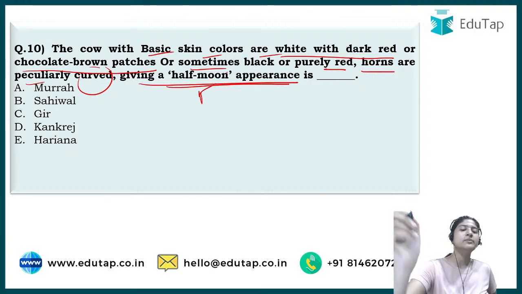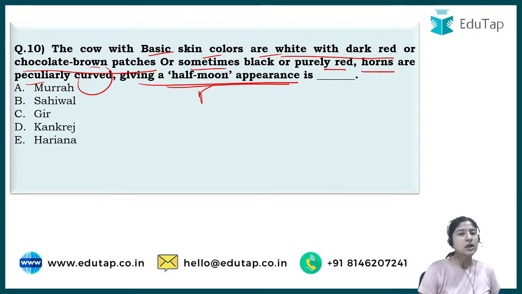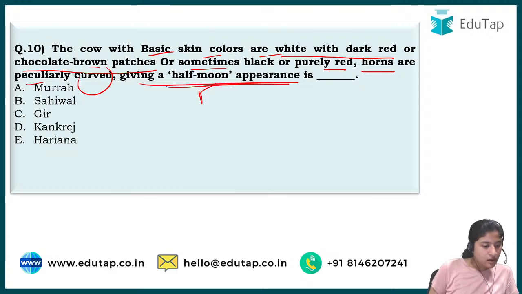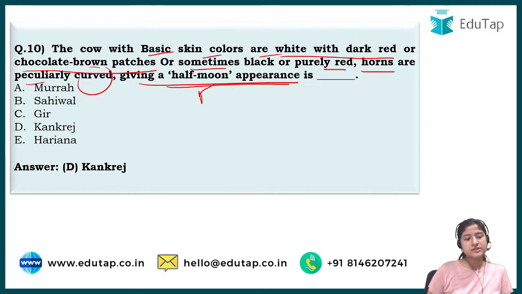Here you should just remember half moon appearance, and then you should remember the breed. The correct answer here: Arun says Gir, Nilesh says C, Akhil Gir, everyone is saying Gir, but the correct answer is Kankrej. Okay, it's talking about the half moon appearance over here.